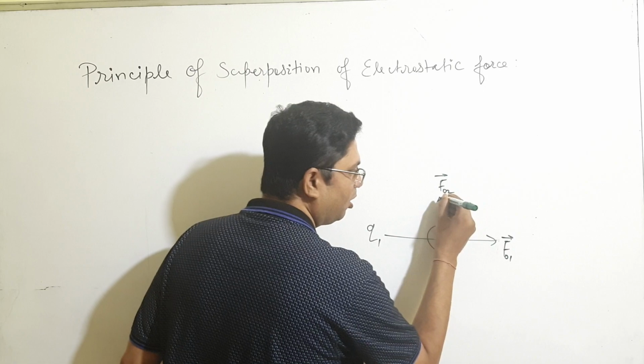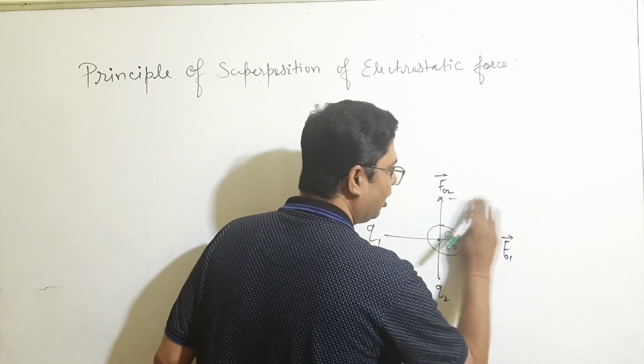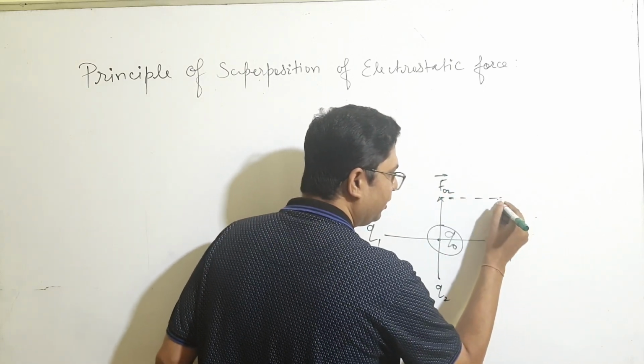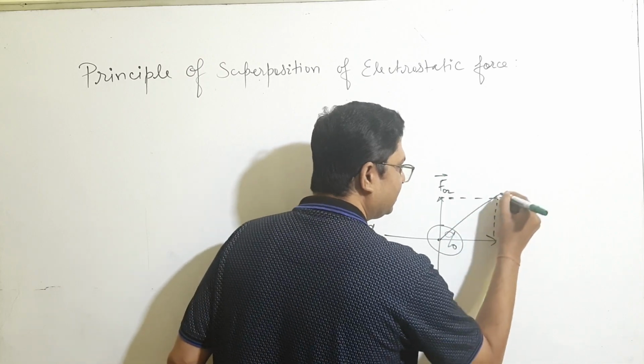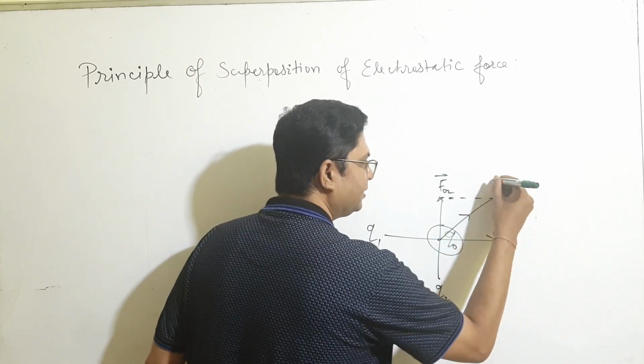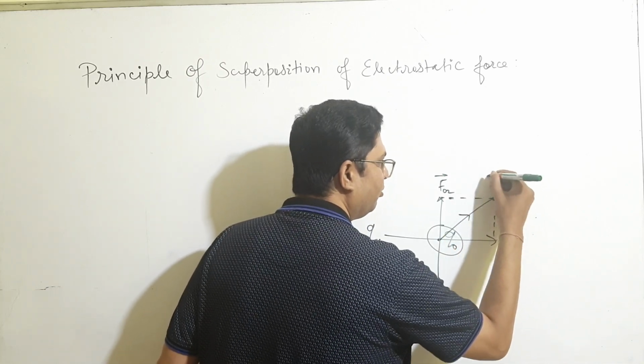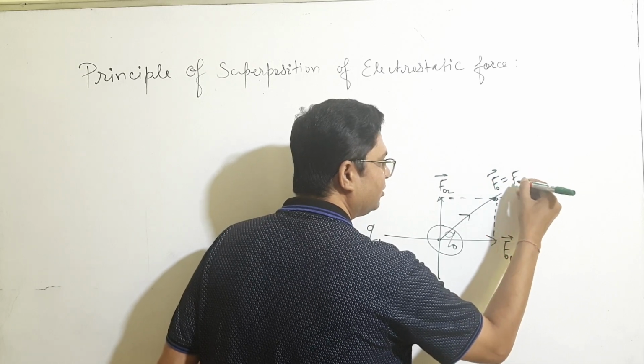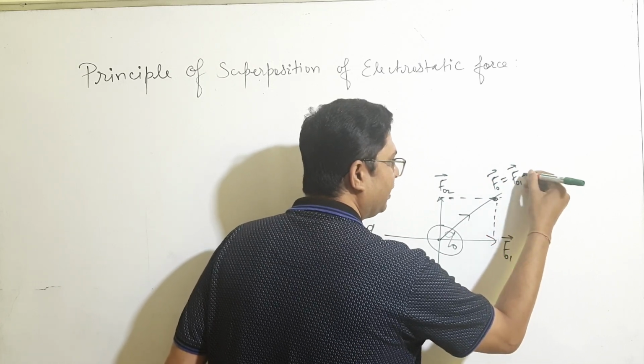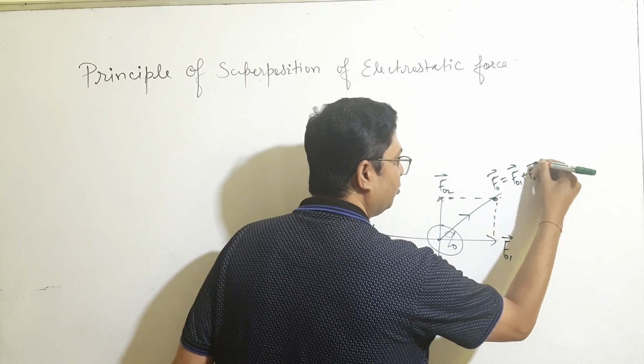So let us draw a parallelogram here. Then this is the force F0, known as the resultant force, which is equal to F01 plus F02.